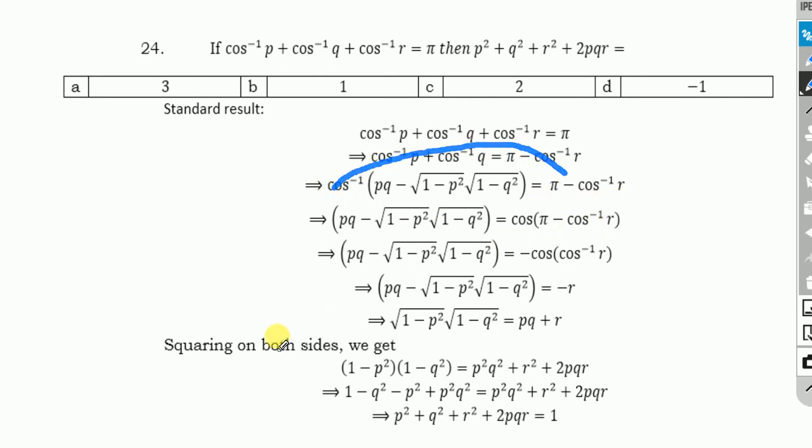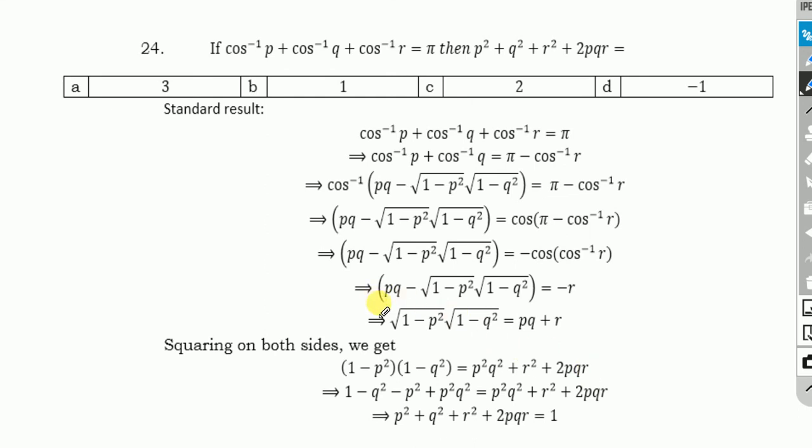Take this cos inverse to right hand side, so that I have cos of pi minus cos inverse of R. By definition of inverse trigonometric function, cos inverse of x is equal to y means x is equal to cos y. Similarly I have pq minus root of 1 minus p square into 1 minus q square is equal to cos of pi minus cos inverse of R. This is in the form of cos of 180 minus theta. Cos of 180 minus theta is minus cos theta, that is minus cos of cos inverse of R. Cos of cos inverse of R is R. Therefore I have minus R here.